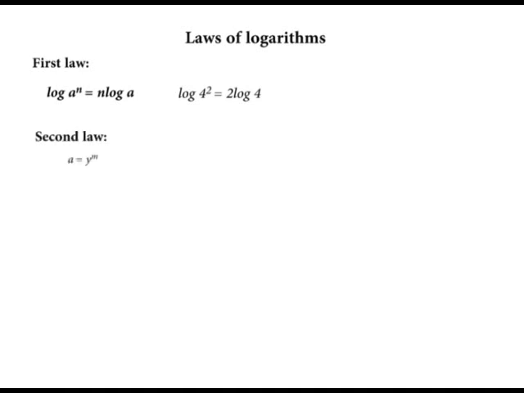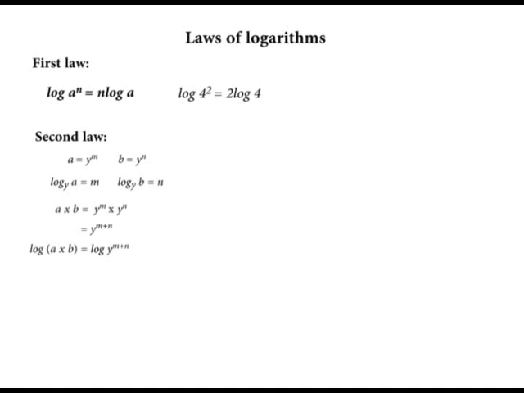suppose a is equal to y raised to m and b is equal to y raised to n. In logarithm form, we'll write log to base y of a is equal to m and log to base y of b is equal to n. It therefore means a times b is equal to y raised to m times y raised to n. Applying the rules of indices, a times b is equal to y raised to power m plus n. Introducing logs, log of a times b is equal to log of y raised to m plus n.